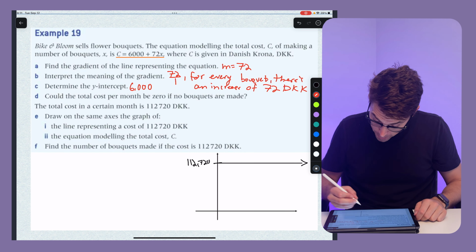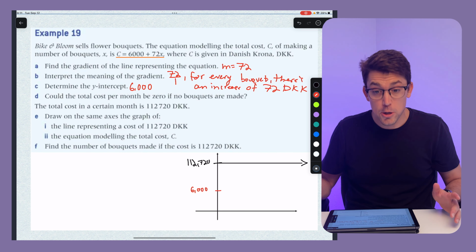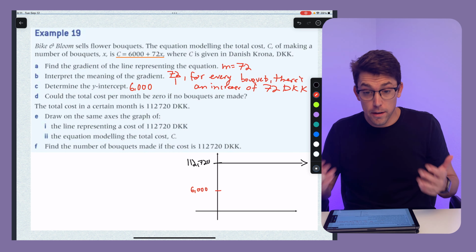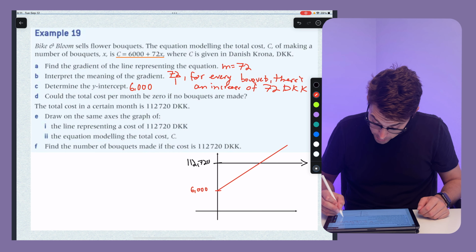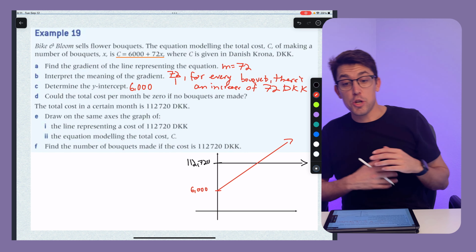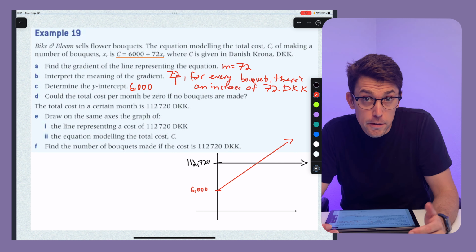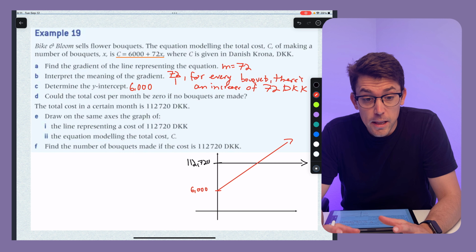So now what we want to do is have the equation modeling the total cost. So I know that this cost function is going to start off at 6,000. And again, this is just a sketch. It doesn't need to be super precise. And I know that my slope is going to be 72 over 1. If you wanted to, you could do that in a calculator or get some values, but you know that it's going to be going up in this general direction. I already kind of know the context behind this, so I wouldn't say I'm cheating, but I got a little bit of a head start.